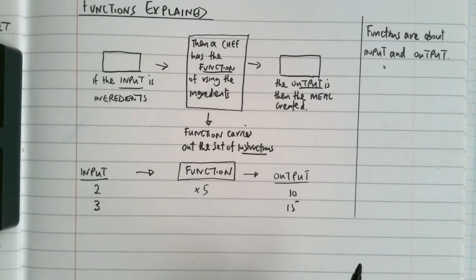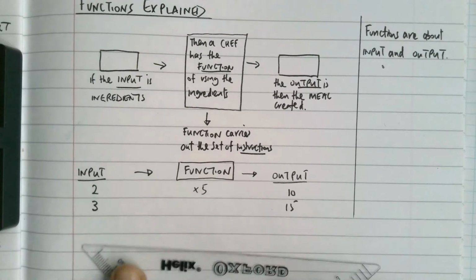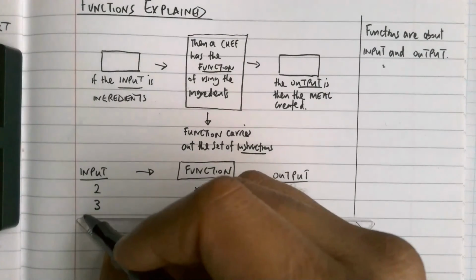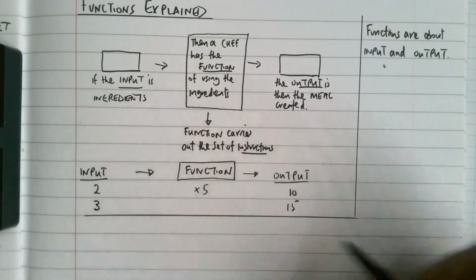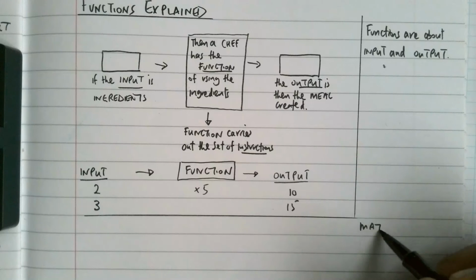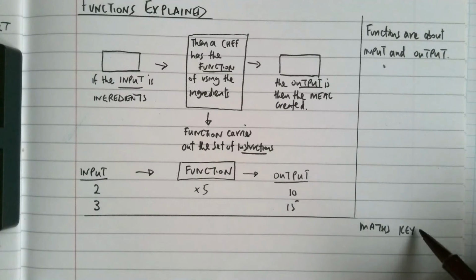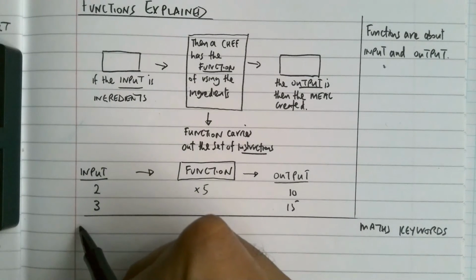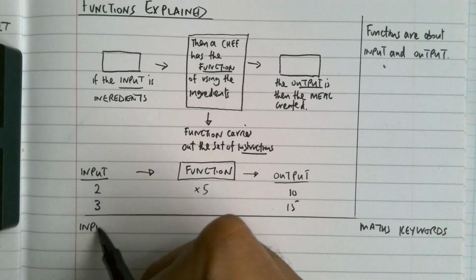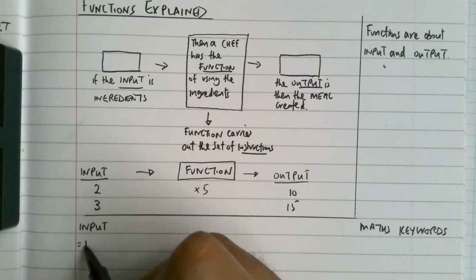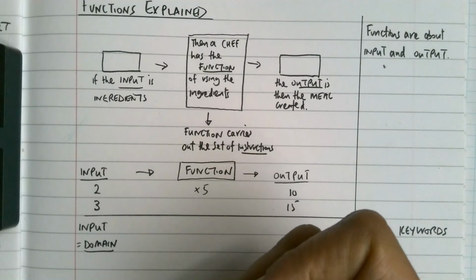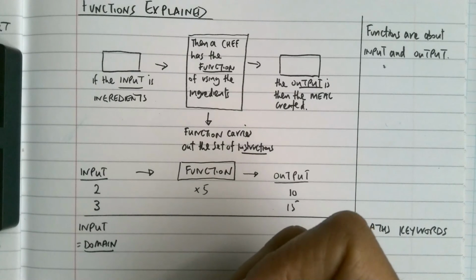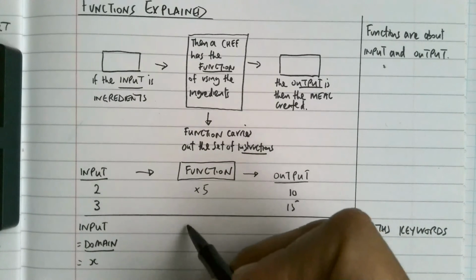But if we're looking at this in more detail, we have to use our mathematical keywords. The keyword for input is actually domain. That is something you will have to remember if we're looking to access the more advanced functions type of question. And the domain is usually numbers attached to the letter x.